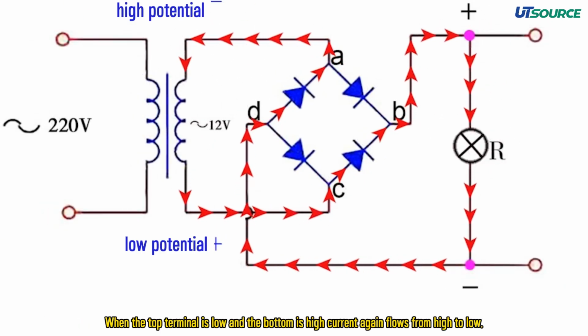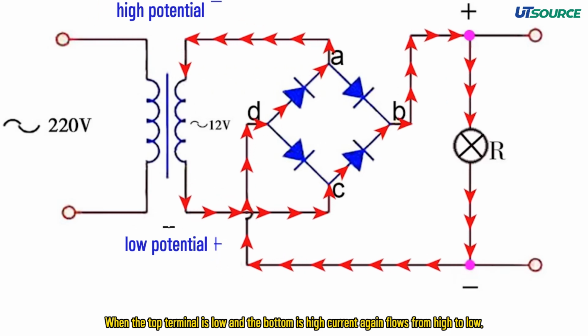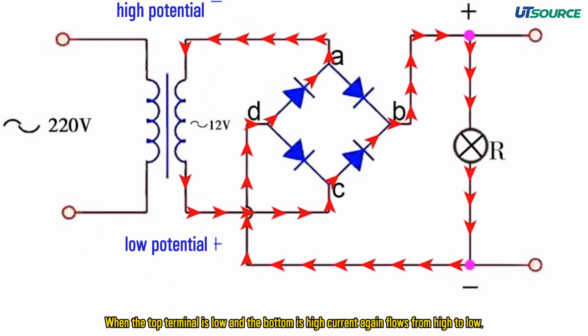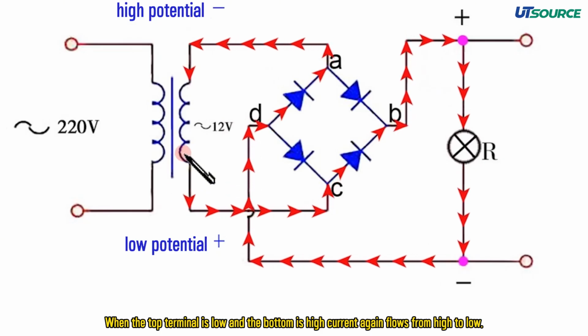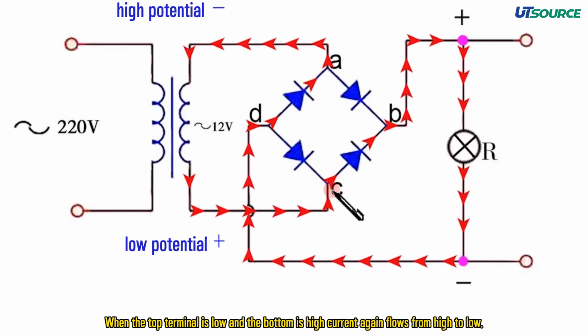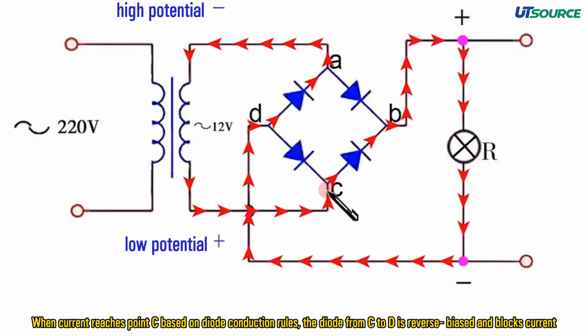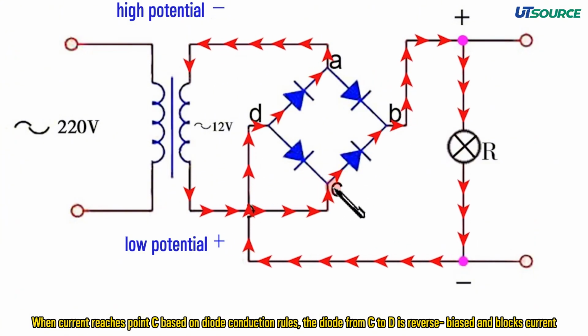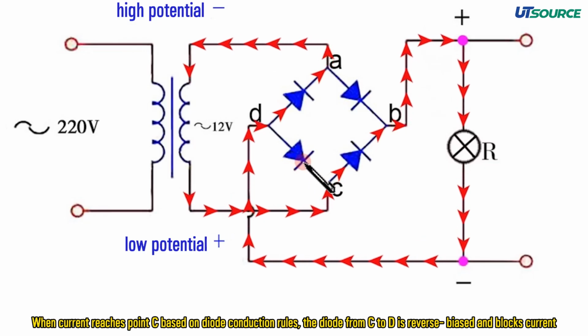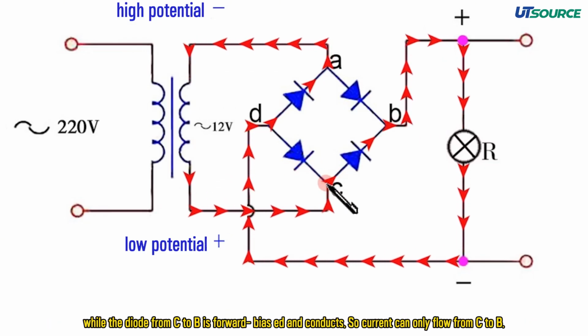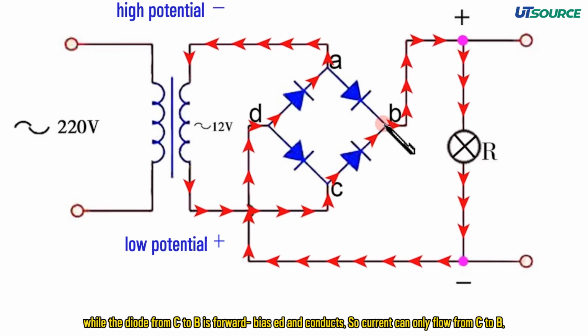When the top terminal is low and the bottom is high, current again flows from high to low. When current reaches point C, based on diode conduction rules, the diode from C to D is reverse biased and blocks current, while the diode from C to B is forward biased and conducts. So current can only flow from C to B.